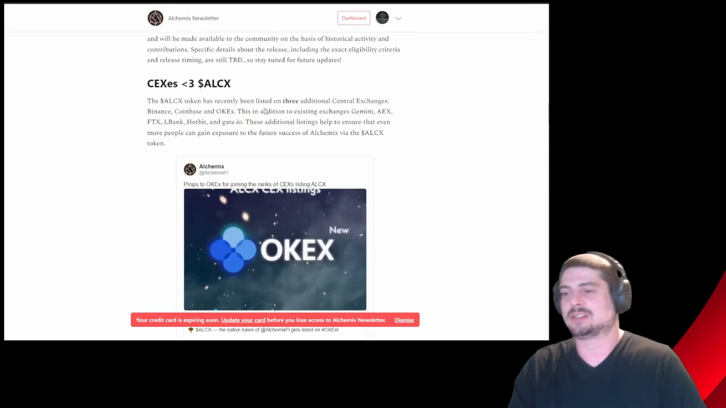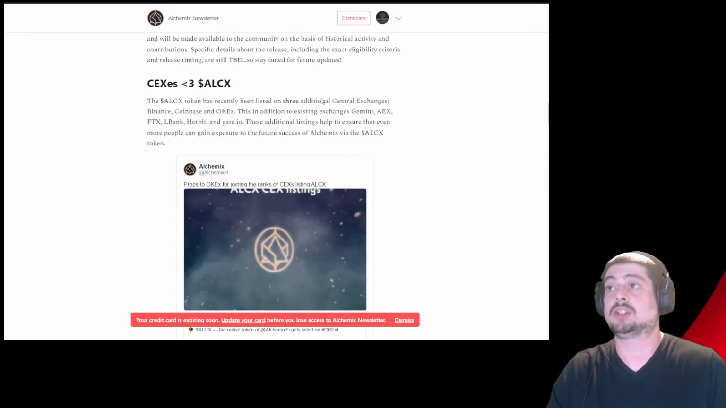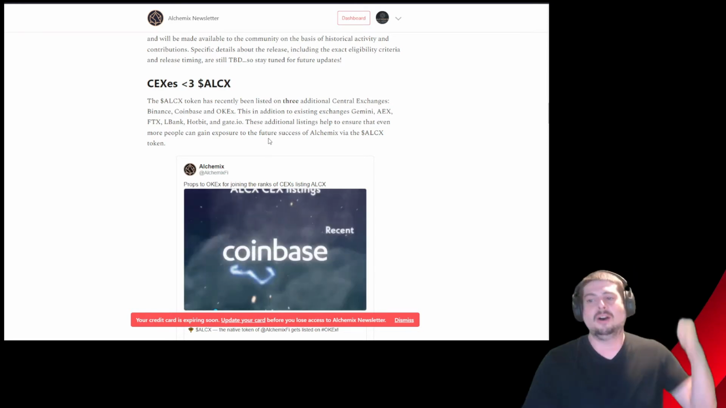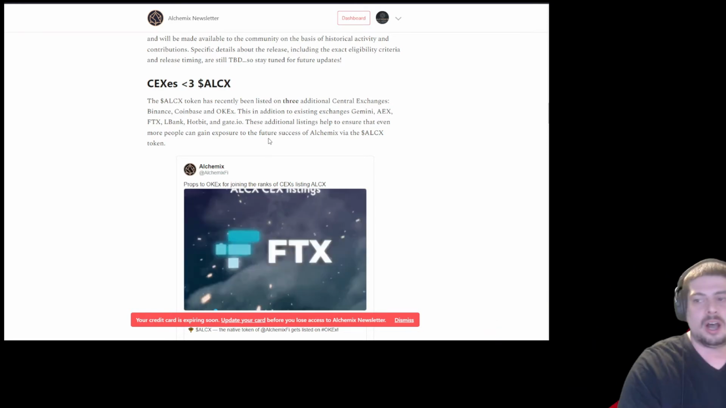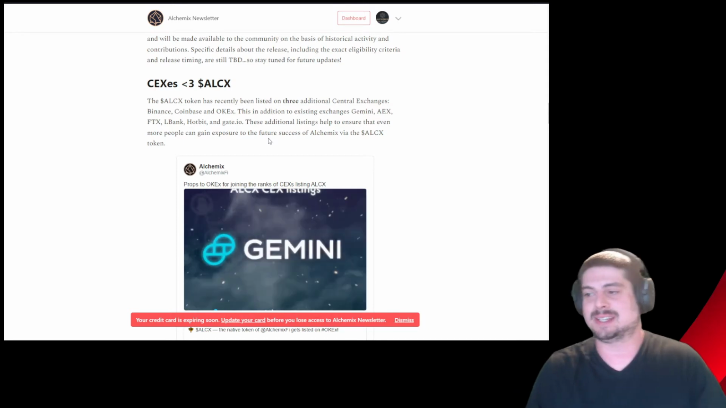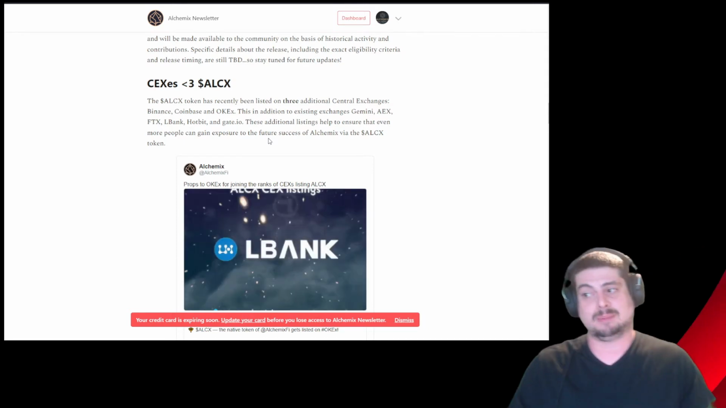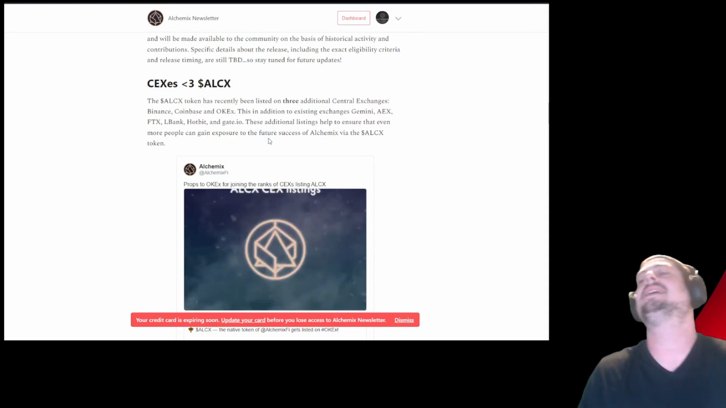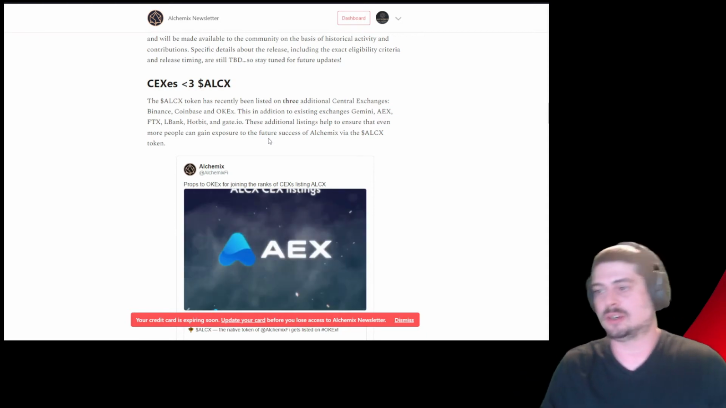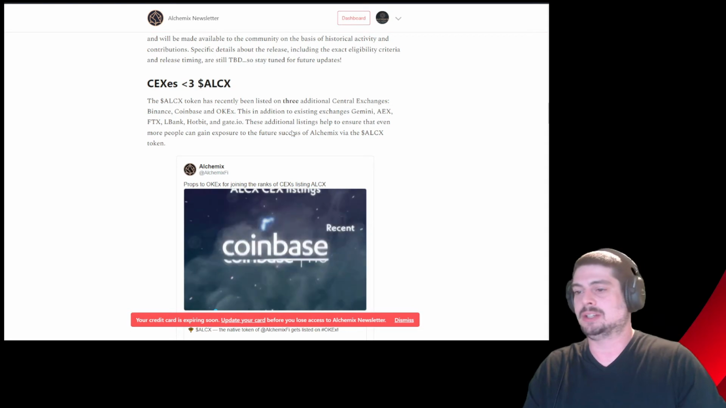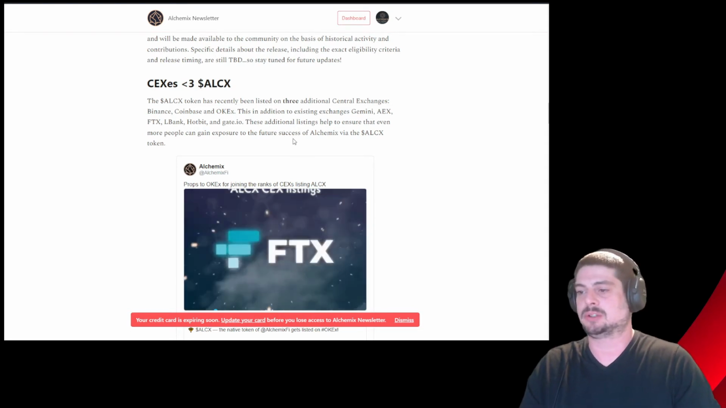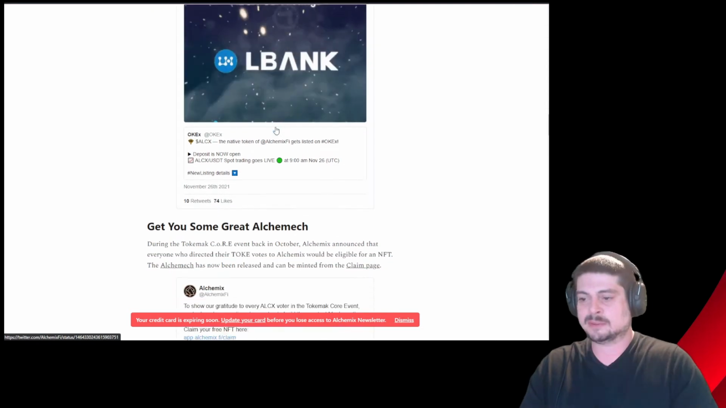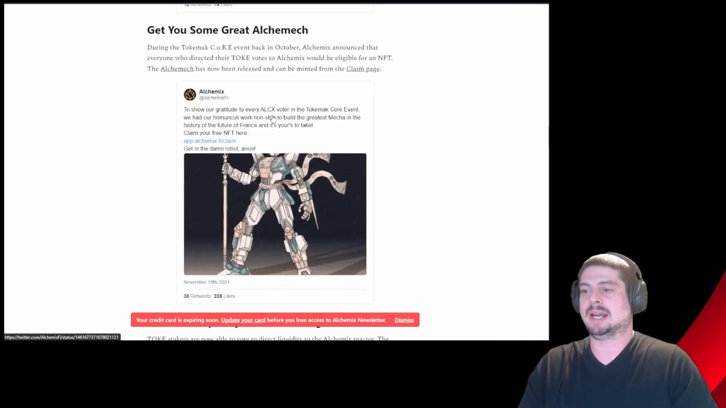The ALCX token has recently been listed on three additional centralized exchanges: Binance, Coinbase, OKX. Let's go. This is in addition to existing exchanges: Gemini, AEX, FTX, LBank, Hotbit, and Gate.io. The additional listings help to ensure that even more people can gain exposure to the future success of Alchemix. Let's go.